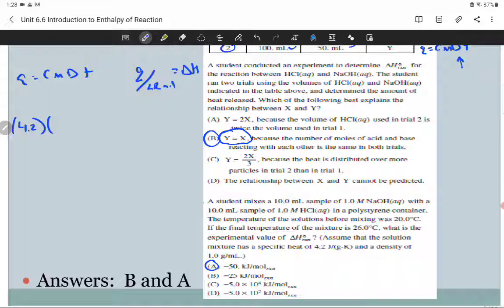We have volumes, 10 milliliters and 10 milliliters, that's 20 milliliters. And that's going to give us, unless told otherwise, and actually it is told to us, the density is 1 gram per milliliter. So that means we had 20 grams, correct? And what else do we have here? We have 26 degrees Celsius minus 20 degrees Celsius. So I guess that is 6 degrees Celsius.